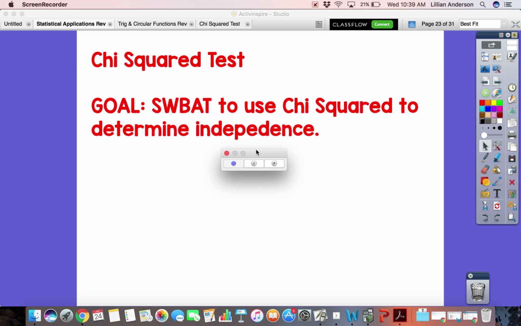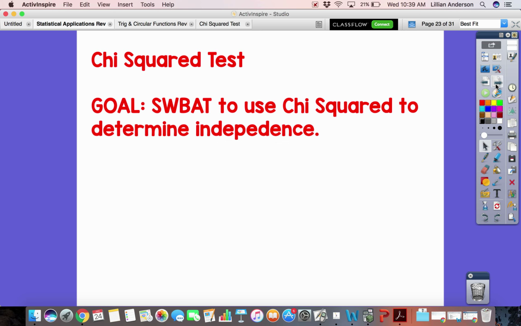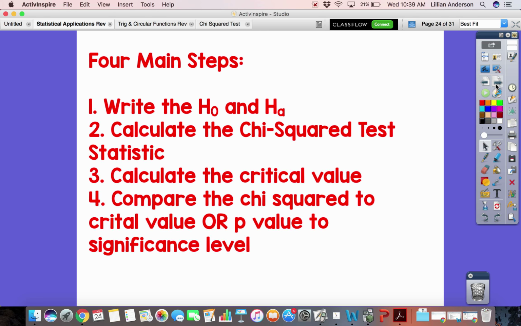Alright, so this video is to refresh your memory about the chi-square test. And remember, the chi-square test is used to determine independence. So there were four main steps when it came to doing chi-squared. They were to write the H sub 0 and the H sub a, aka the null hypothesis and the alternative hypothesis. You had to calculate the chi-squared test statistic.